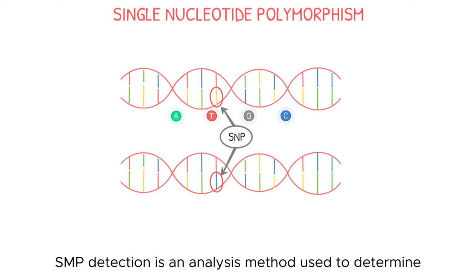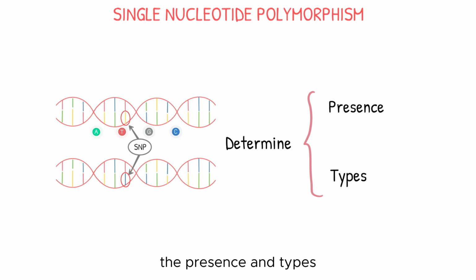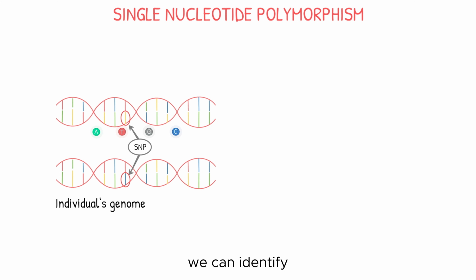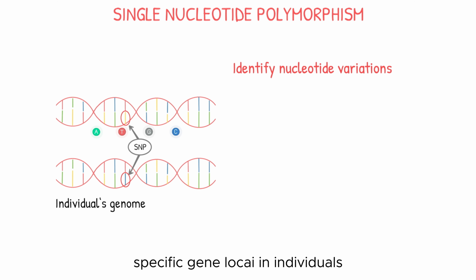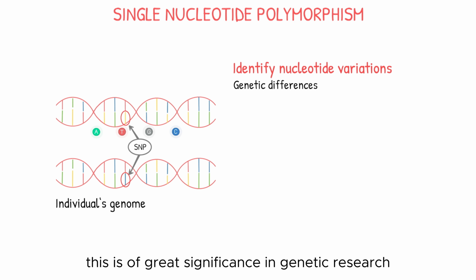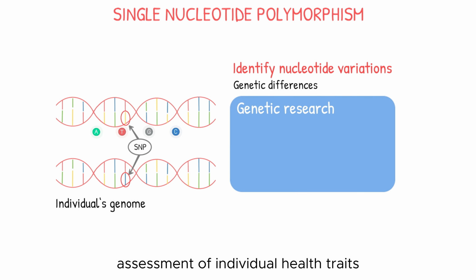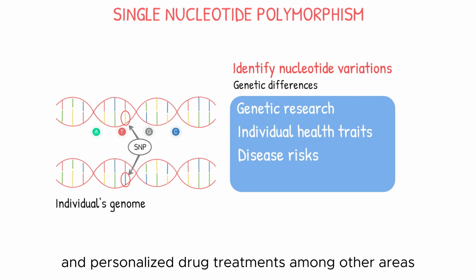SNP detection is an analysis method used to determine the presence and types of single nucleotide polymorphisms in an individual's genome. Through SNP detection, we can identify nucleotide variations at specific gene loci in individuals, allowing us to understand the genetic differences among individuals. This is of great significance in genetic research, assessment of individual health traits, prediction of disease risks, and personalized drug treatments, among other areas.